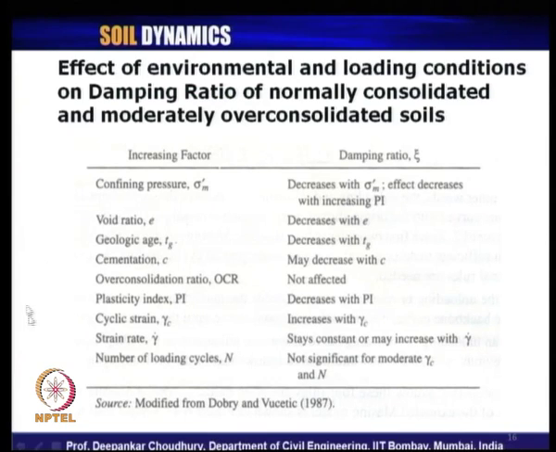Now, let us see what are the various effects of environmental factors and loading conditions on this damping ratio for normally consolidated as well as moderately over consolidated soil. If the effective confining pressure sigma m dash increases, the damping ratio decreases with increase in the sigma m dash value, and the effect decreases with increasing PI, that we have seen. With increase in the value of PI, the effect of sigma m dash on the G by G max curve as well as on damping ratio decreases.